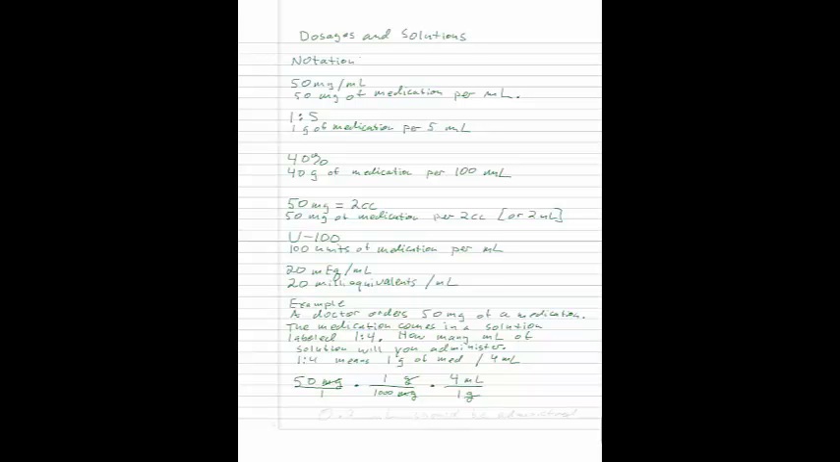So you'll notice as we cancel, as we divide out, milligrams goes away, grams goes away, and I'm left with milliliters. So doing that multiplication, what do we get? 50 times 4 divided by 1,000 is 0.2. So our answer here is 0.2 milliliters should be administered.